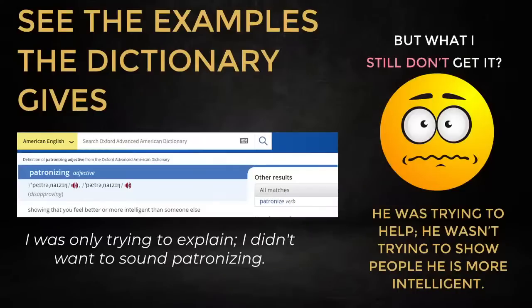So look at my explanation here. He was trying to help. He wasn't trying to show people he is more intelligent. So basically, I will show you the next step, okay? But teacher, I read the example, I went back to the definition, I don't understand.